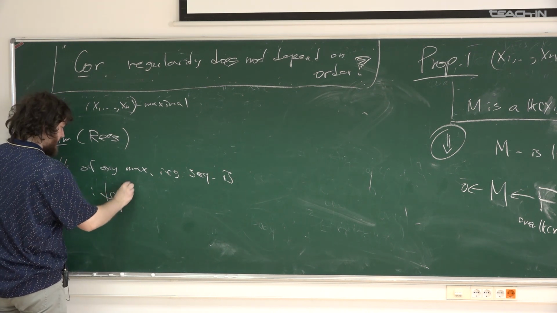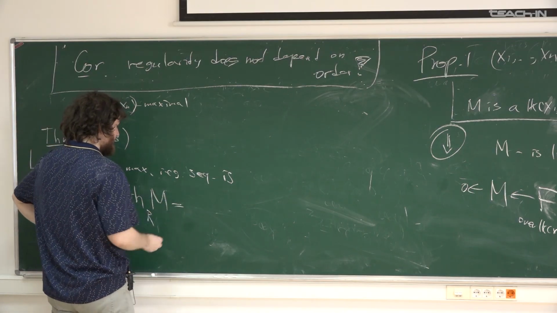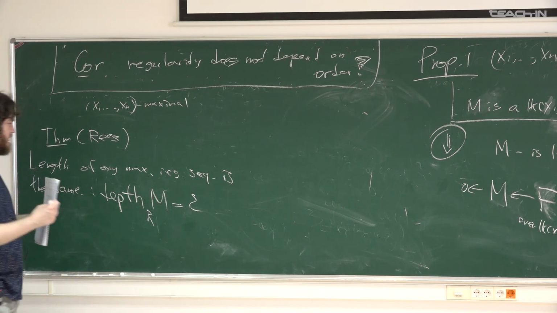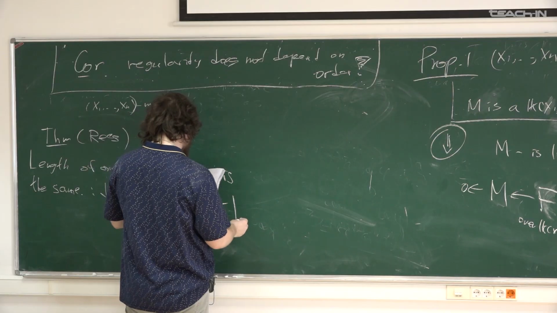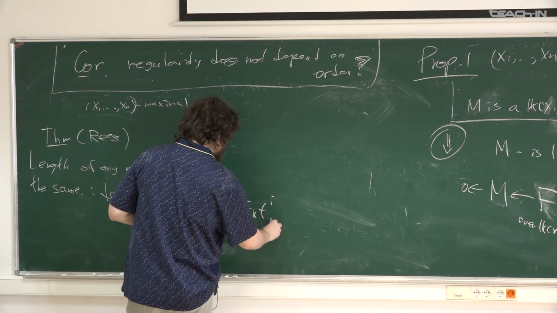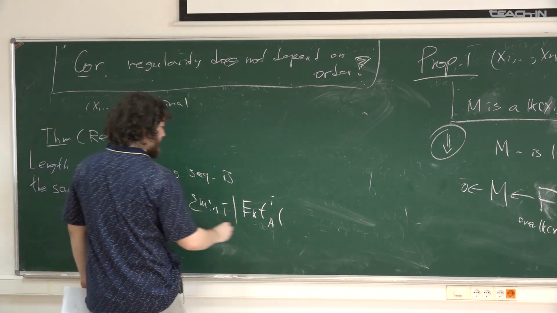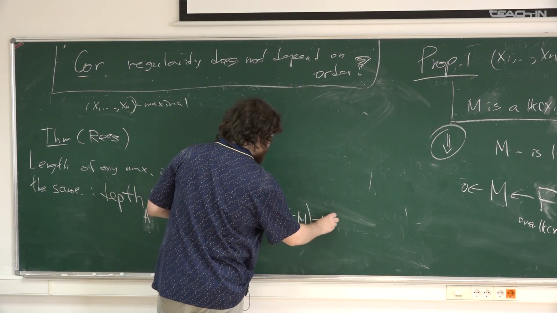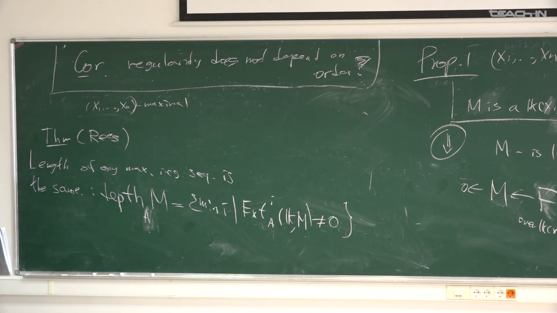It's called the depth of your module, of your ring, and it's equal to the minimal i such that Ext^i_A(k, M) from k to M is not zero. So it has this homological interpretation.